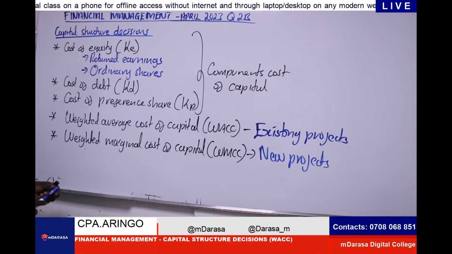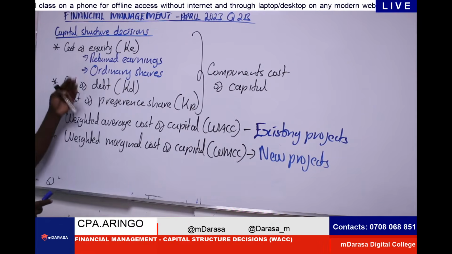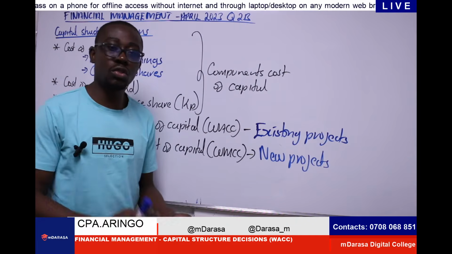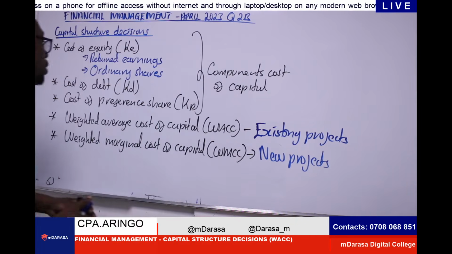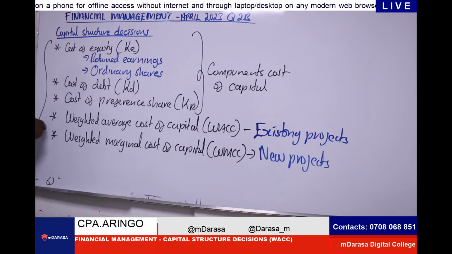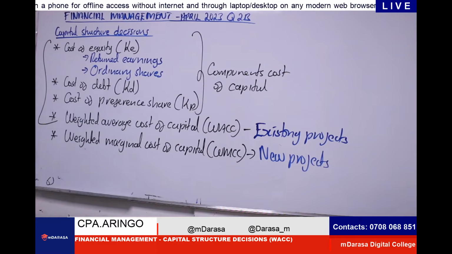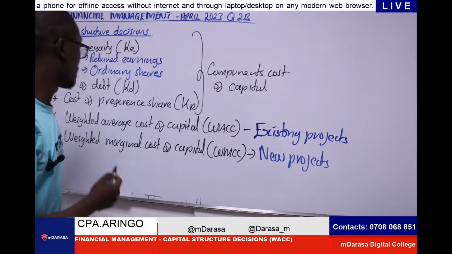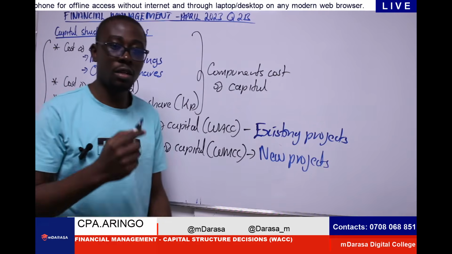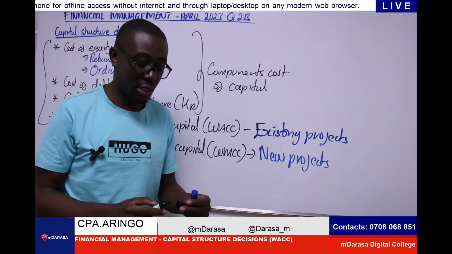So these are what we should be able to understand in the event that you read about capital structure decision. So the question that we're going to handle today, if time will allow, I want us to handle these four components. That is cost of equity, cost of debt, cost of preference shares, and talk about the weighted average cost of capital, the concept of WACC.